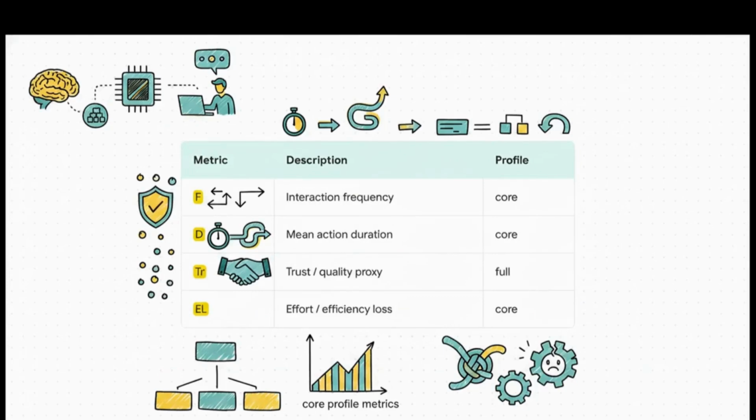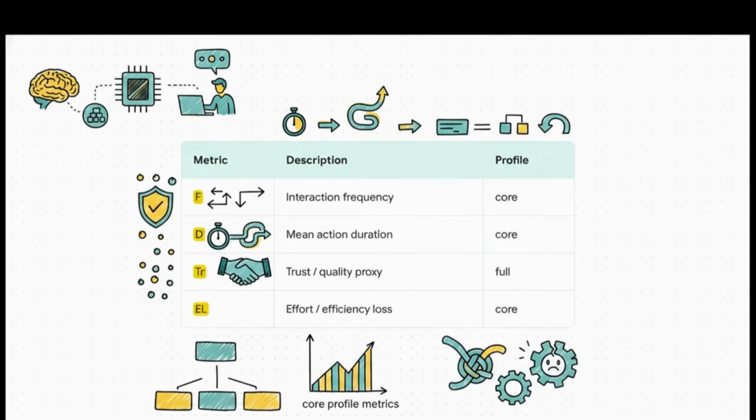So what are these metrics anyway? Well, the framework has a whole catalog of them, but let's look at a few key ones. F is interaction frequency, basically the pace of the work. D is the mean duration of actions. TR can act as a proxy for trust in the AI. And EL, efficiency loss. This one's huge for spotting friction.